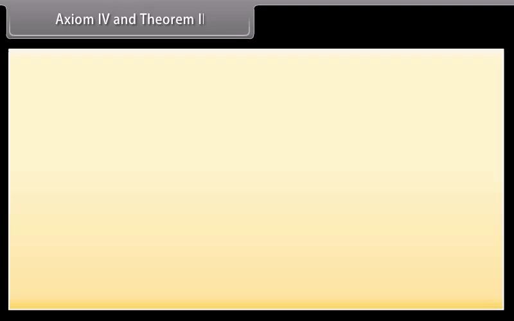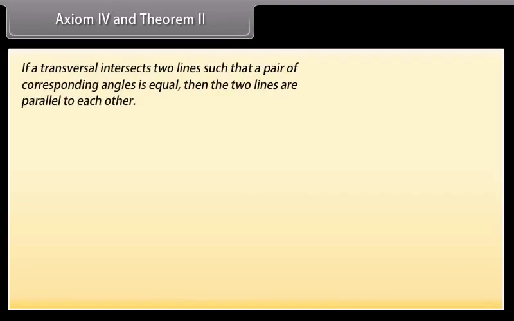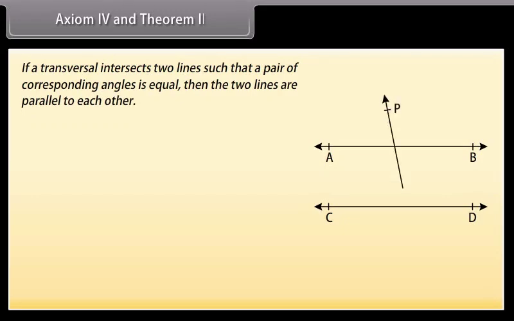Axiom 4 and Theorem 2. The axiom we get in previous screen is, if a transversal intersects two lines such that a pair of corresponding angles is equal, then the two lines are parallel to each other. Now we will use corresponding angles axiom to find out the relation between the alternate interior angles when a transversal intersects two parallel lines. Here transversal PS intersects parallel lines AB and CD at points Q and R respectively.